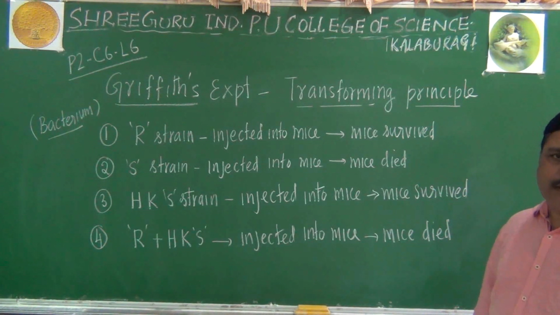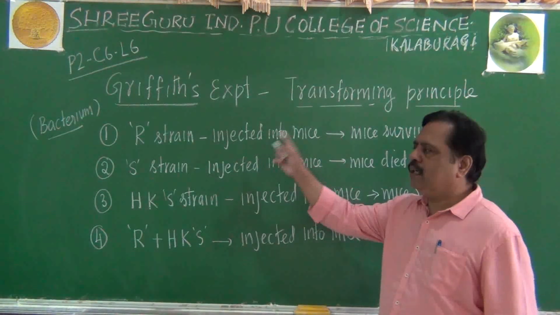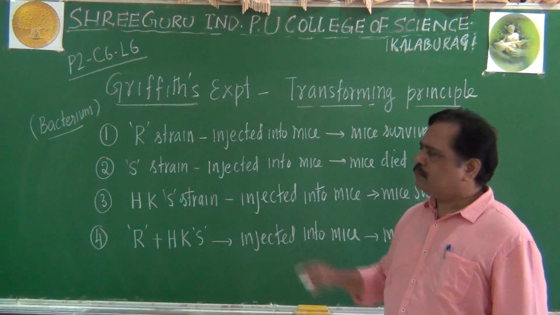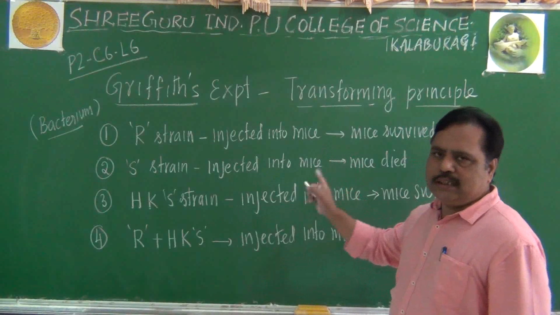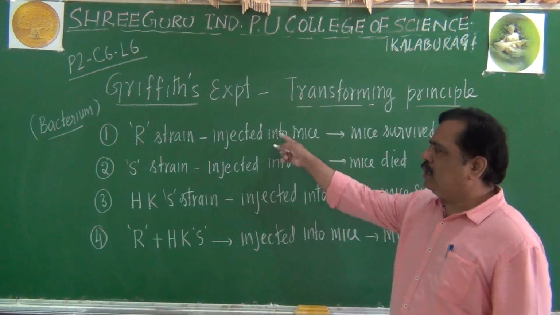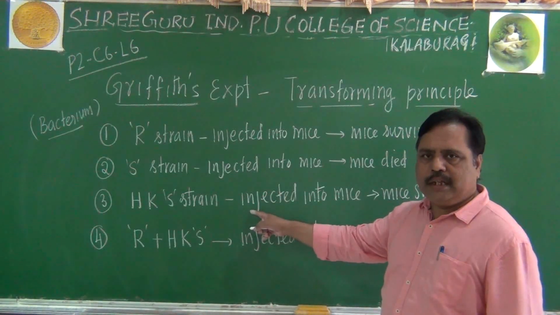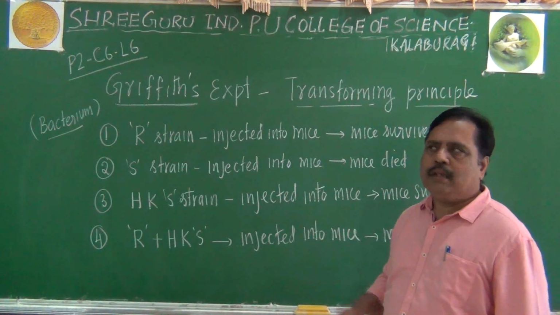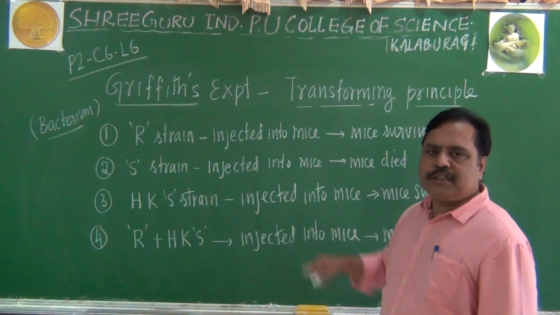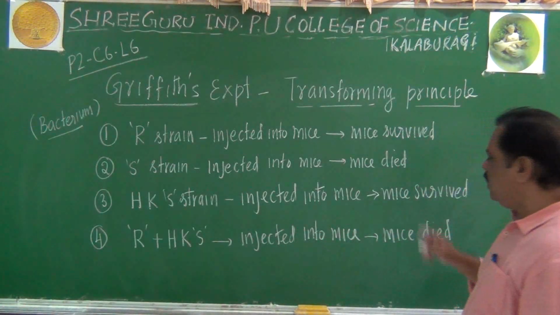Try to get this point. Rough strain, no disease. Smooth strain, disease. This is virulent, this is non-virulent. When the smooth strain is killed by heat, no disease. When the mixture of R and HKS is injected, it becomes diseased.